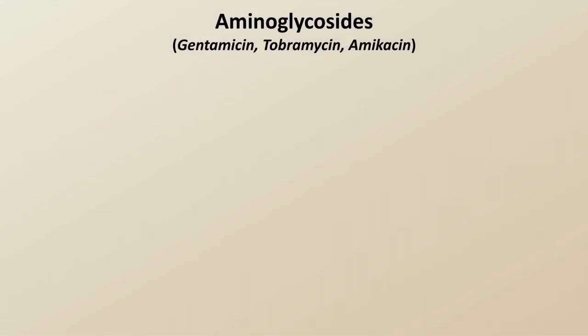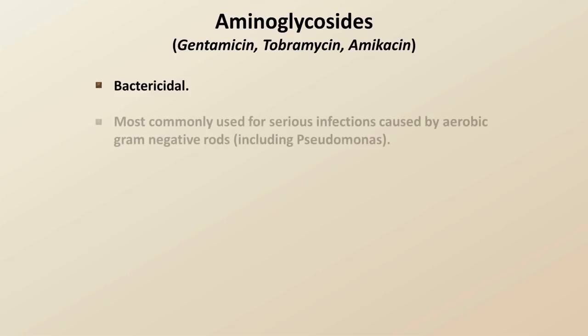The final class of antibiotics I'll talk about in more depth in this lecture are the aminoglycosides, which, if you recall, inhibit bacterial protein synthesis. They are bactericidal and are most commonly used for serious infections caused by aerobic gram-negative rods, including Pseudomonas, though they are not usually used as monotherapy for Pseudomonas unless there are no other options with which they can be combined.